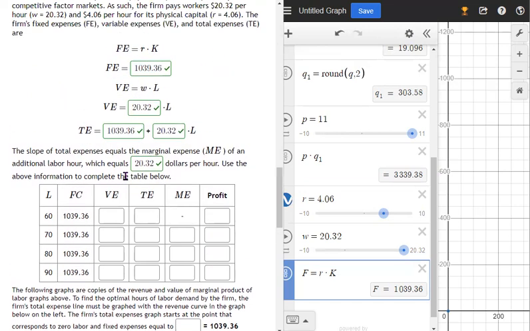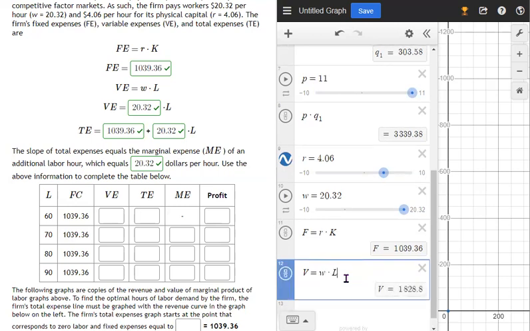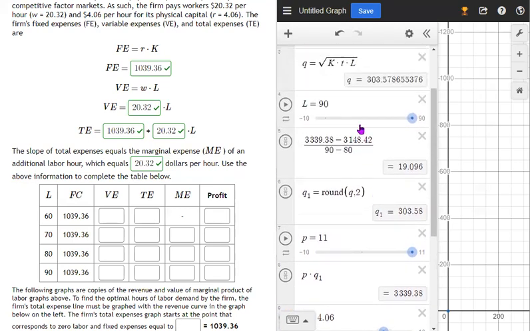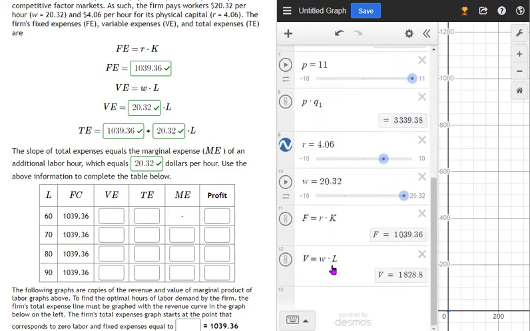Okay. Now in our table down here, fixed expenses are all held constant at this value, right? My variable expenses depend on what labor demand is, right? So if I type V equals W times L, I'm going to get 1828.8. Why? Because labor demand was 90, right? Labor was defined to be 90. 90 times my wage of 20.32 is 1828.8, right?